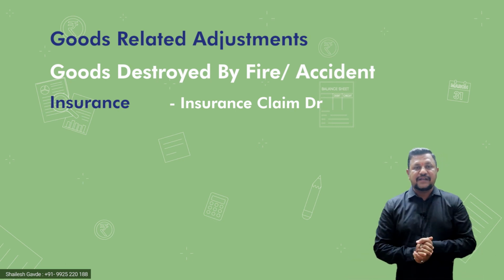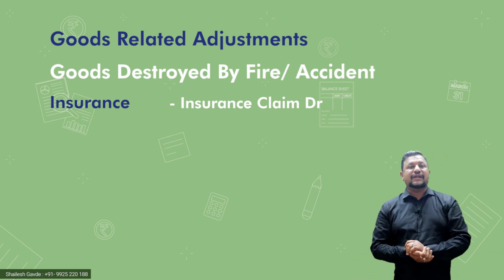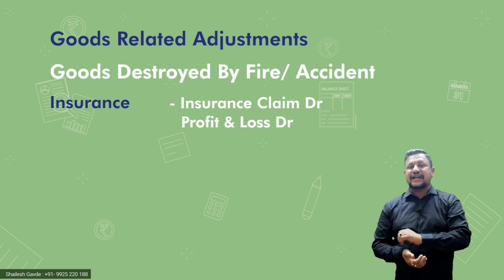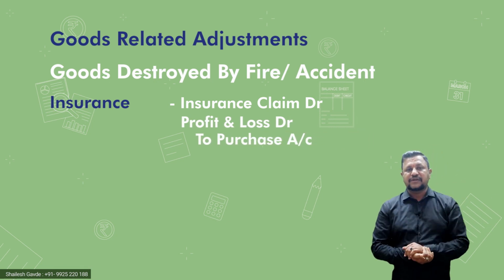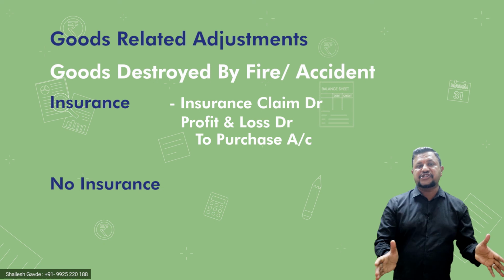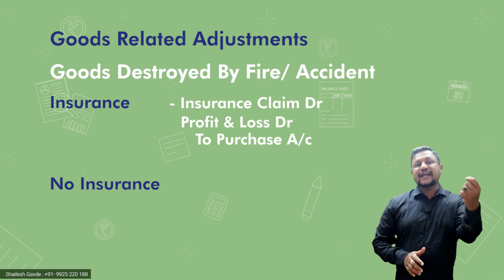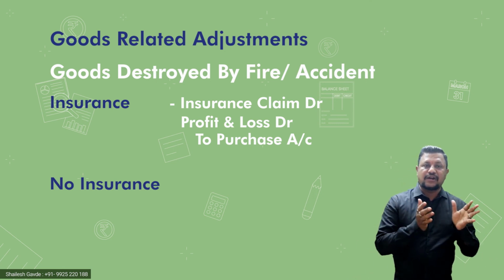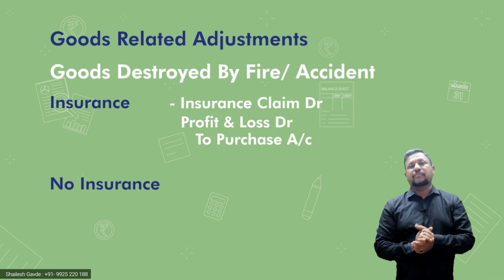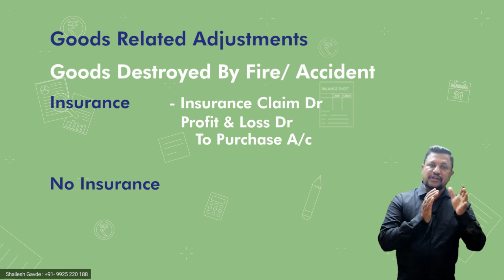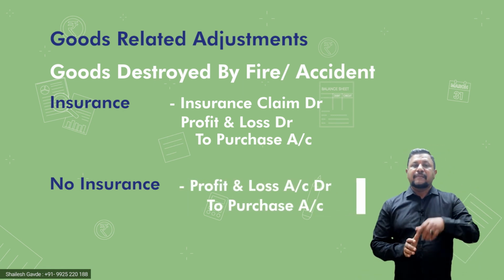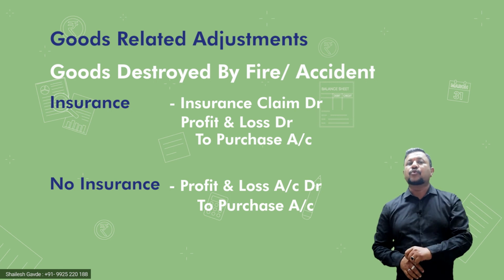So journal entry will be insurance claim account debit, profit and loss account debit to purchase account. But say if there is no insurance coverage, in that case the entire goods destroyed becomes our loss and it gets debited to profit and loss account. So in that case the journal entry will be profit and loss account debit to purchase account. Well, we will understand this with a numerical. We'll take this adjustment.